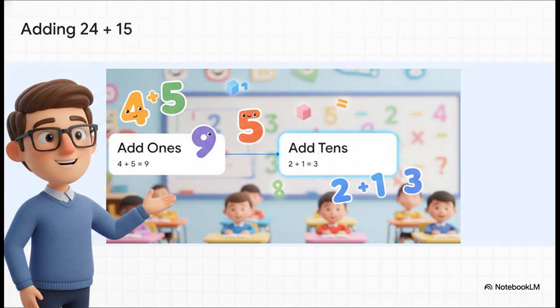The golden rule of addition, always start from the right side. Step 1, we add up the ones column. 4 plus 5 equals 9. Beautiful. Now step 2, we slide over to the left and add the tens column. 2 plus 1 equals 3. We drop that 3 right next to the 9, and just like that, we reach our total of 39.